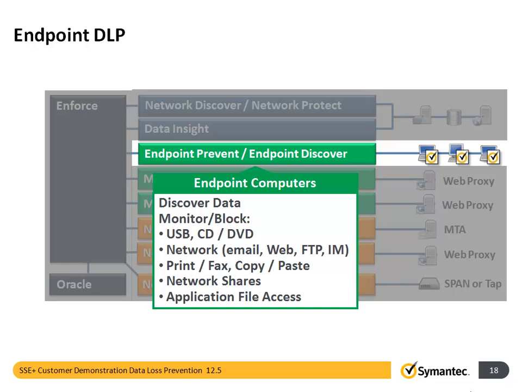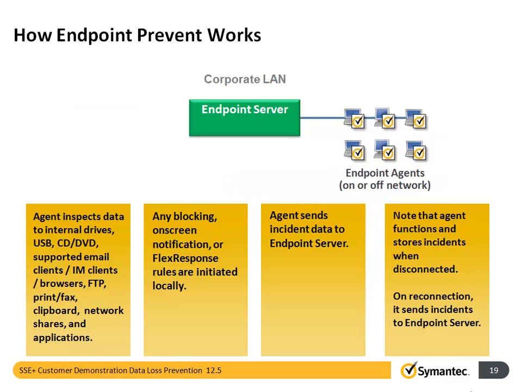It allows you to monitor and block print, fax, copy-paste, copies to and from network shares, and as I mentioned previously, the handling of confidential data by specified applications, of which a great number are already configured out of the box, and to which you can add any number of new applications as they appear on the market. The specific example that we saw in the demo was actually powered by Endpoint Prevent.